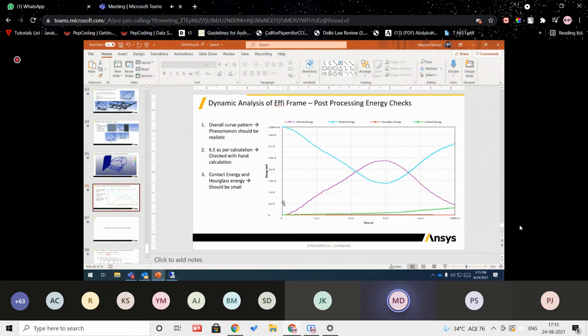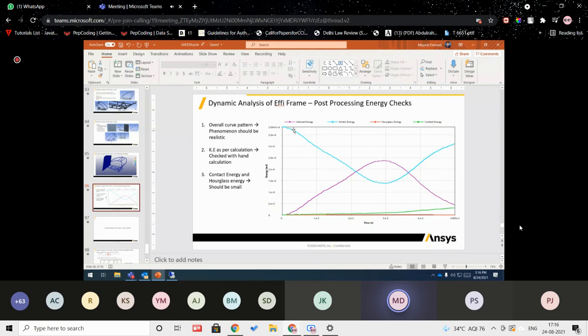Why? Because this energy is basically a material energy, which is there because you have defined some material. So your system will store some energy, and it will release some in the form of heat, and all that is not being captured here.